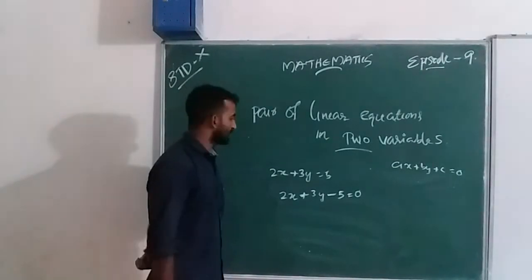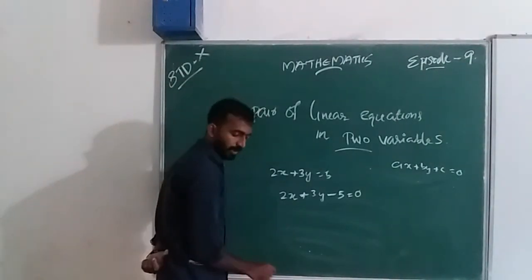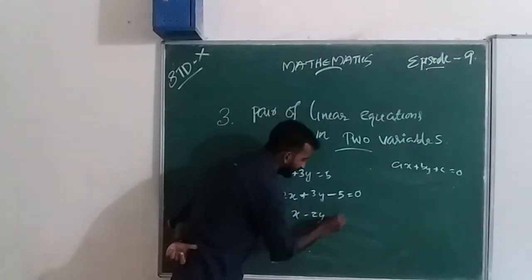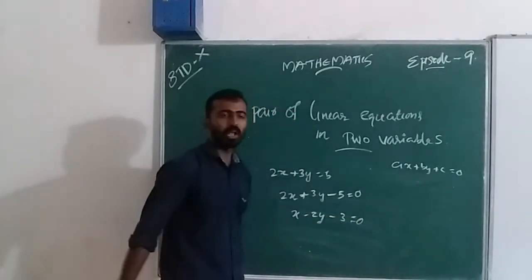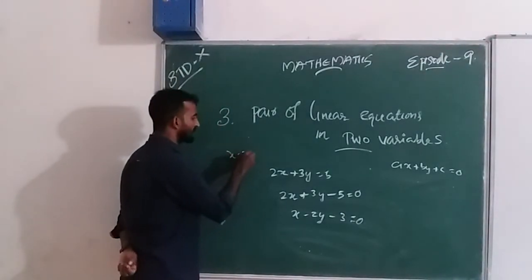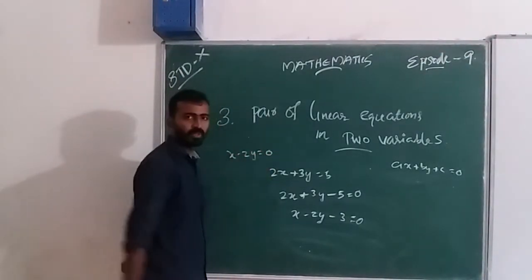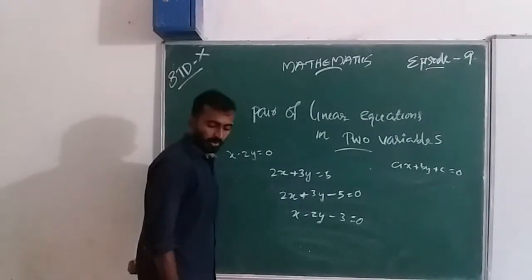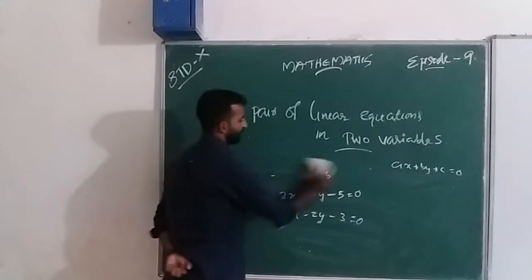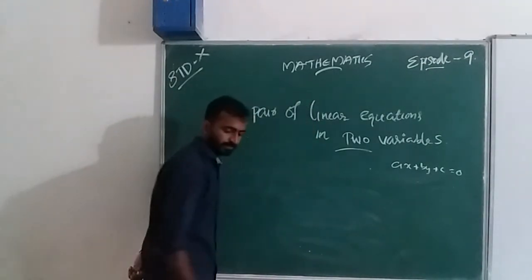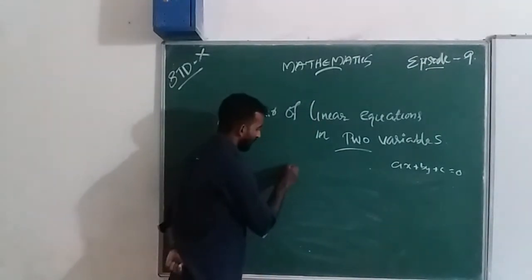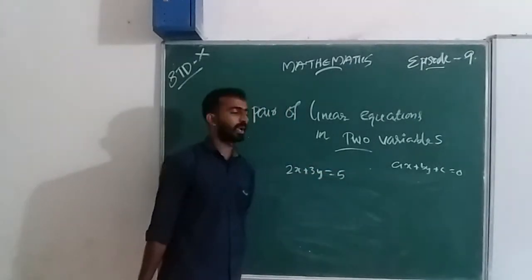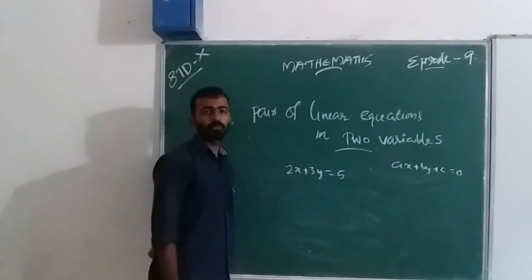For another example, we can write x minus 2y minus 3 equal to 0. For another, x minus 2y equal to 0, and more. For another example, 2x plus 3y equal to 5.